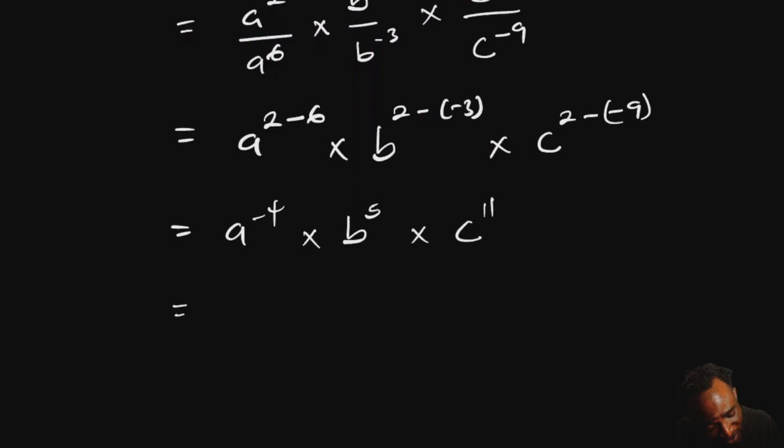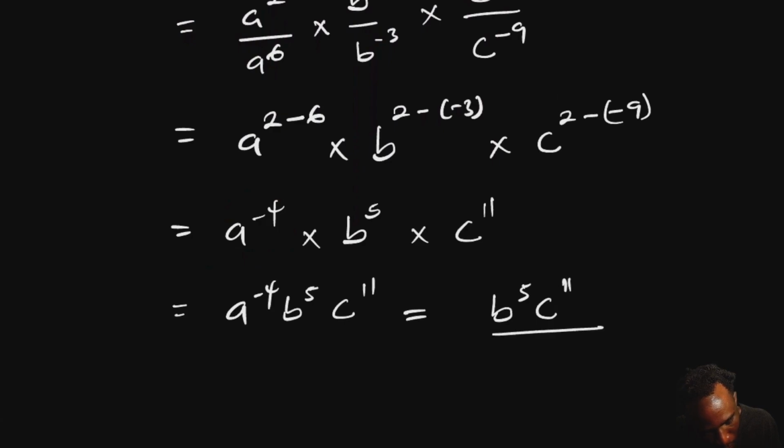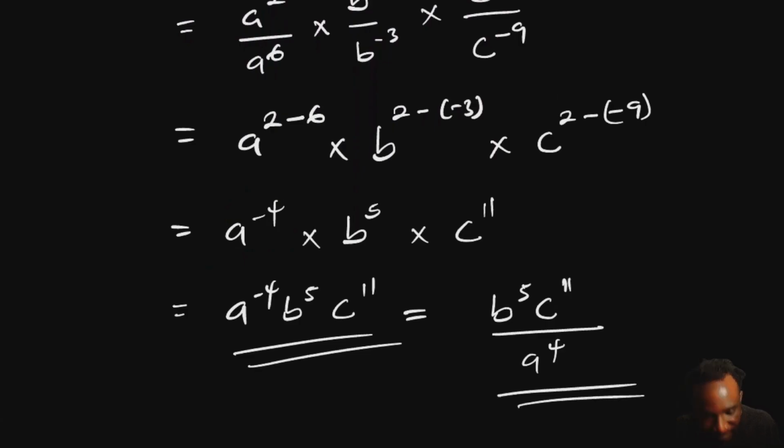We can use another law over here. I don't know if you know what law we use. You guessed right. We use the negative index law because we have a negative index. It's not necessary. You can leave this as a final answer, but it's also nice if you change it a bit. You can rewrite this as a raised to the power minus 4, b raised to the power 5, c raised to the power 11, or you can write b raised to the power 5, c raised to the power 11, all over a raised to the power 4. Both of these answers are correct.